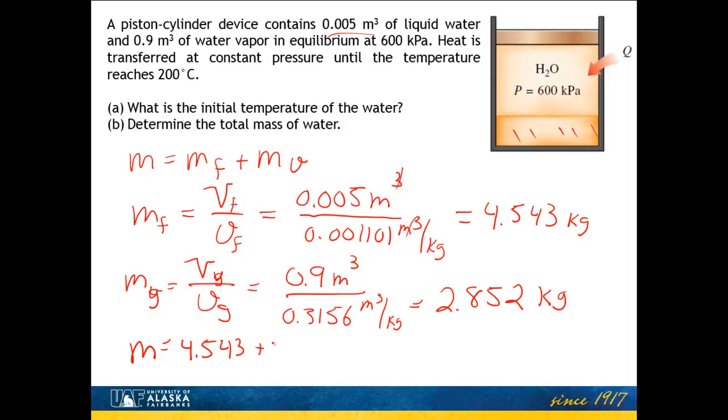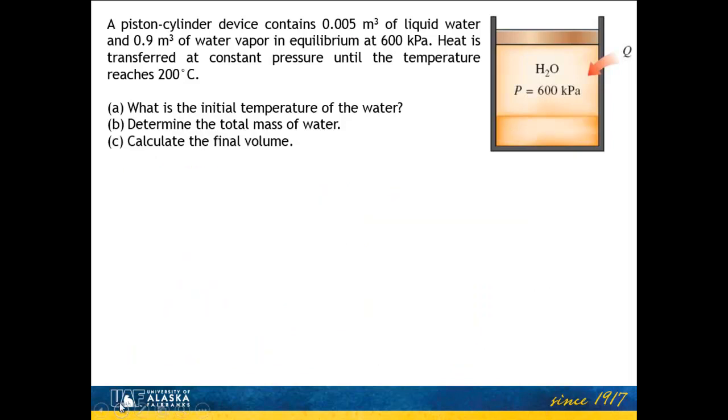4.543 plus 2.852, and the total mass is 7.395 kilograms. So there's the answer to part B. So now let's go down to part C, where it's asked to calculate what the final volume is.